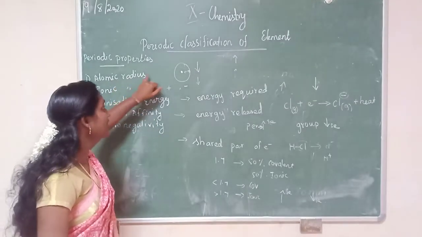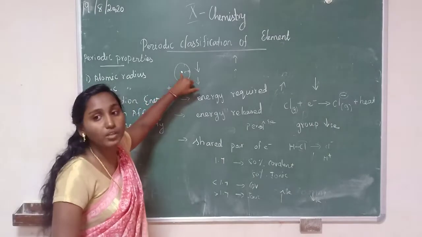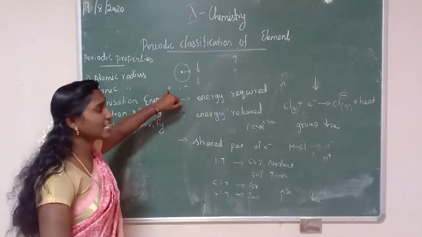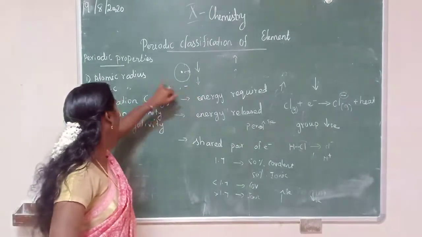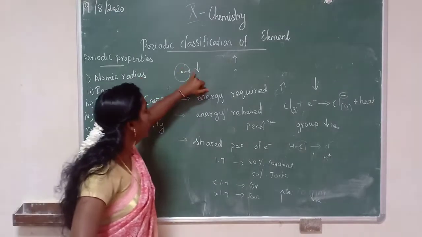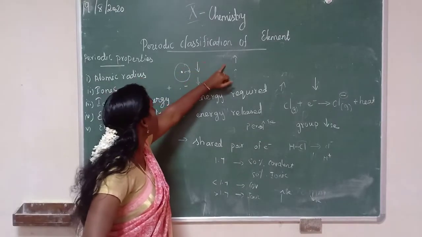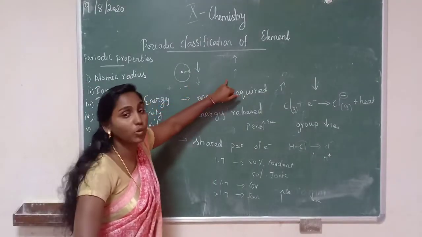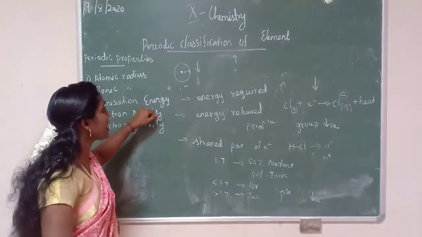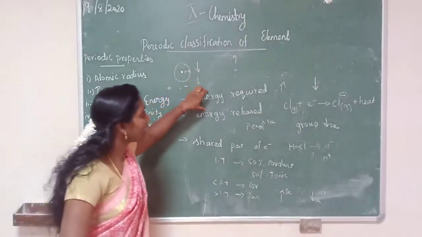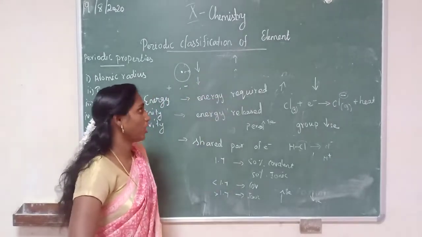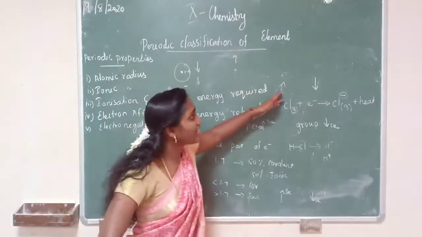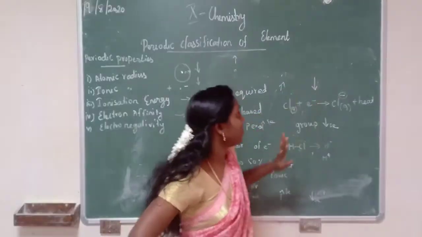Atomic radius means the distance between the center of the nucleus and the outermost shell. Ionic radius means the distance between the positive and negative ion. In atomic radius, it decreases in a period and increases in a group. In ionic radius, it likewise decreases in periods and increases in groups. Ionization energy means the energy required to remove an electron. In ionization energy, it increases in periods and decreases in groups.